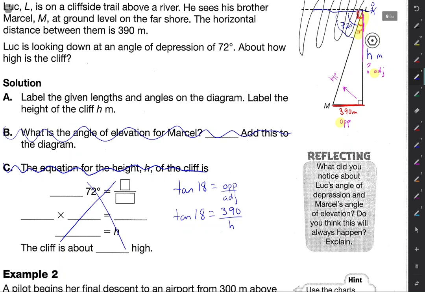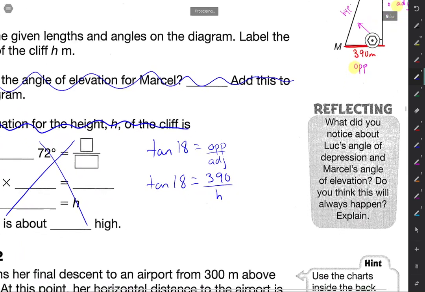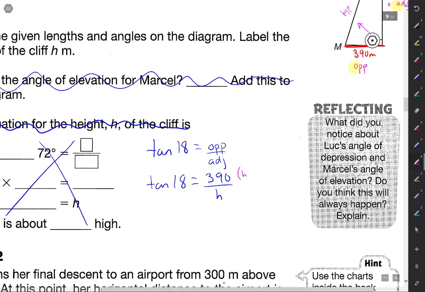So now our goal is to solve for H, but right now H is in the denominator. So we need to get that out of the denominator. So in order to do that, we need to multiply both sides by H. Because whatever you do to one side, we have to do to the other. And this way, it cancels it out in the denominator and brings it into the numerator on the other side of the equal sign. So then we have H times tan of 18 is equal to 390.